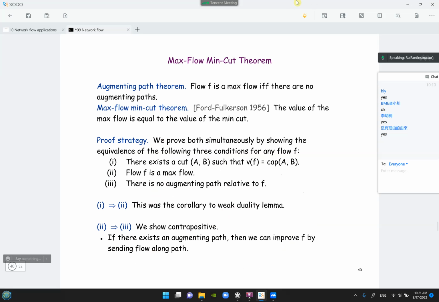Now what we want to talk about today is a stronger duality. In fact, we're going to look at these two theorems up here. Remember that our way of solving max flow was the Ford-Fulkerson algorithm.